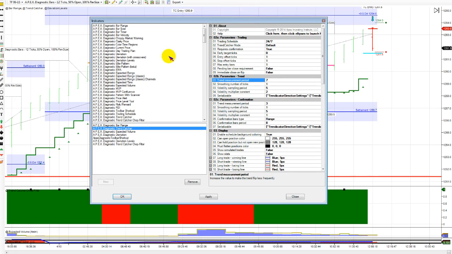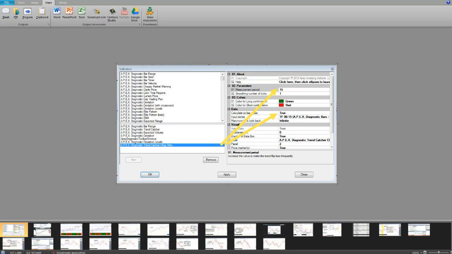All right, is everybody clear on the settings? So 7152 in trend, entry and stop offset 1, confirmation false, sim and stats false. The big number here is 7. Okay? So you don't need to use the parameters from the forum if you're going to use the chop filter method. Okay? Very, very simple.